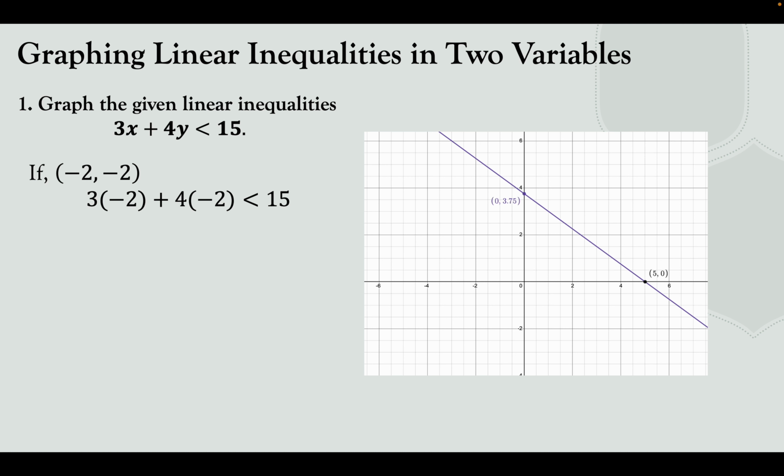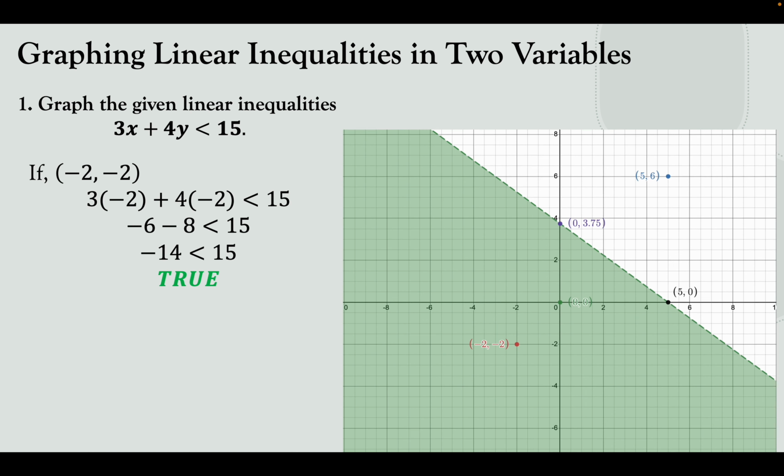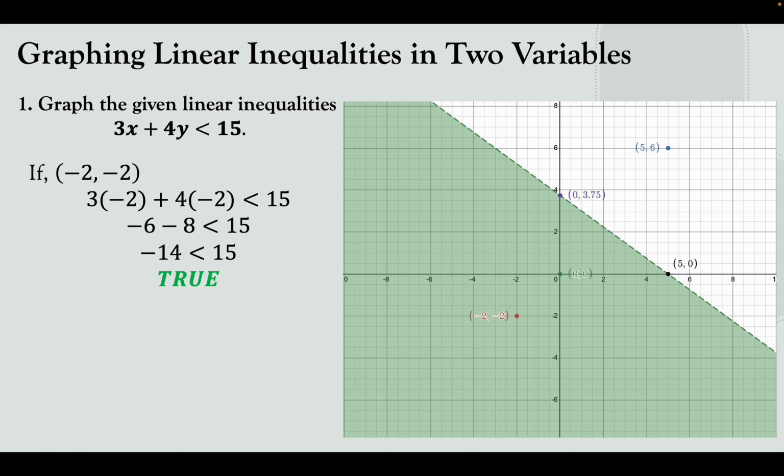So we have 3 times -2 plus 4 times -2 less than 15. 3 times -2 is -6. 4 times -2 is -8, less than 15. So -6 minus 8, we have -14 less than 15. Is -14 less than 15? Yes, that is true. So now we can plot this one using the given points which are true.